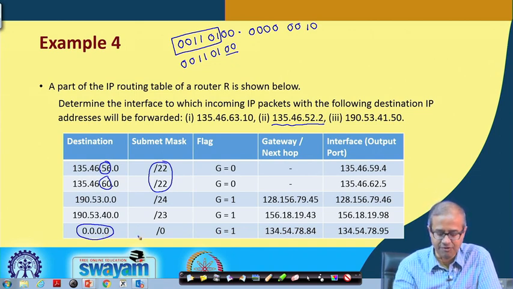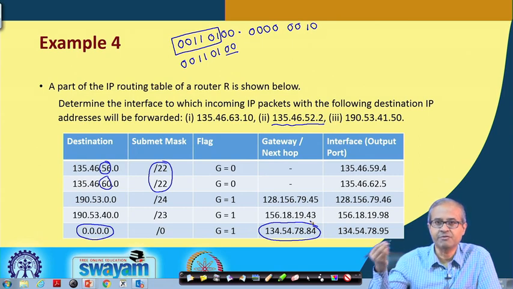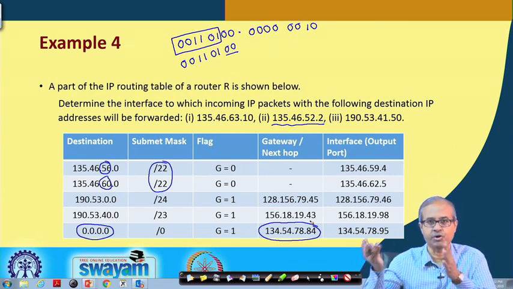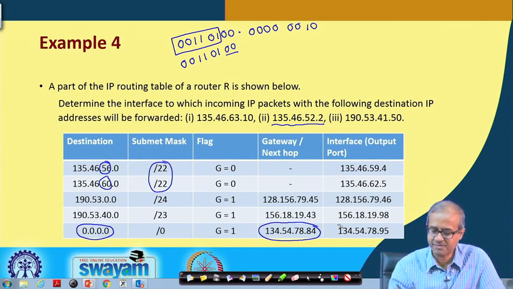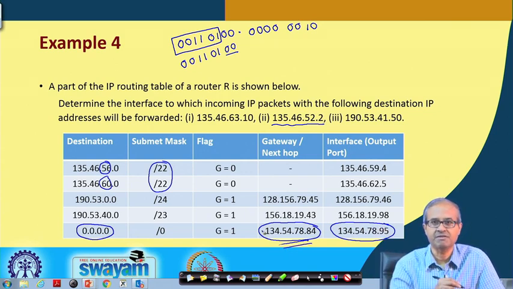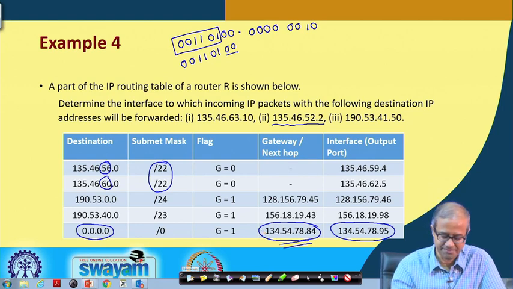So, if it is default, you normally send the packet to the interface router or the border router who will be sending it to the outside world. So, here through this interface the packet will be forwarded to this next hop, and from there it will go in the right direction.